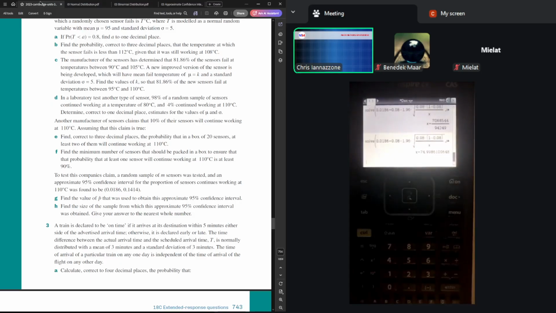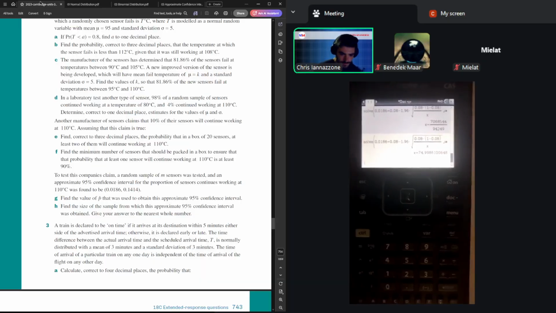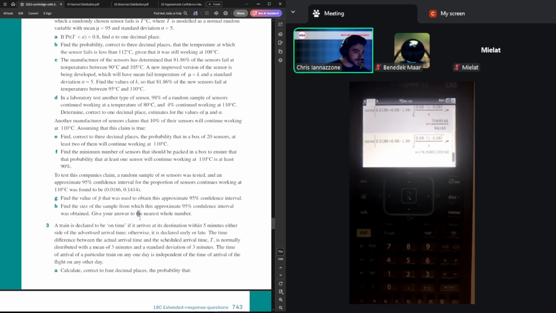And then we're just going to have to round that to 75, because it does say getting to the nearest whole number. Any questions?